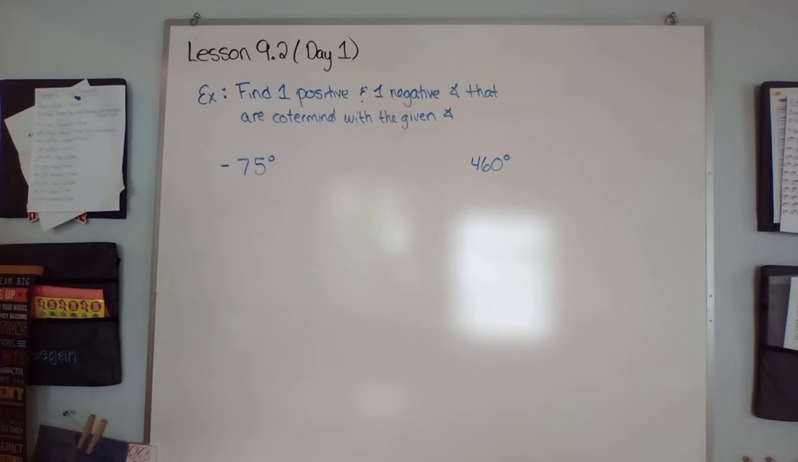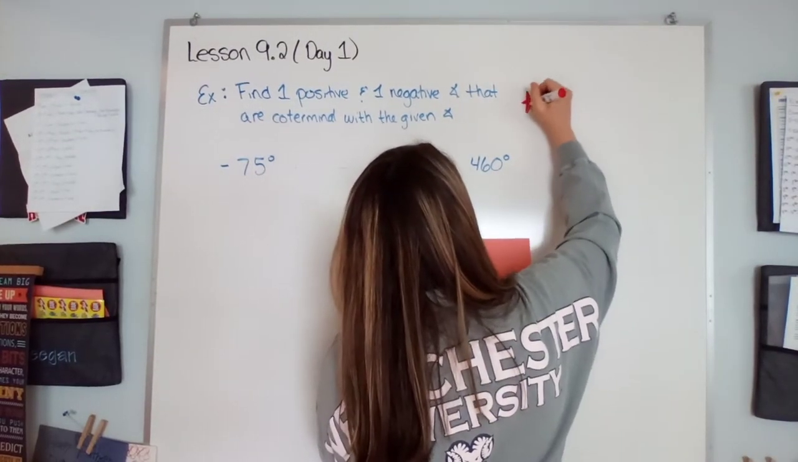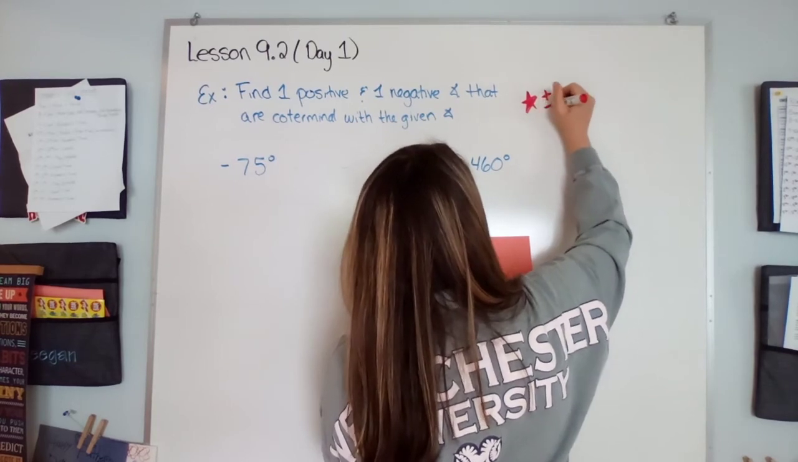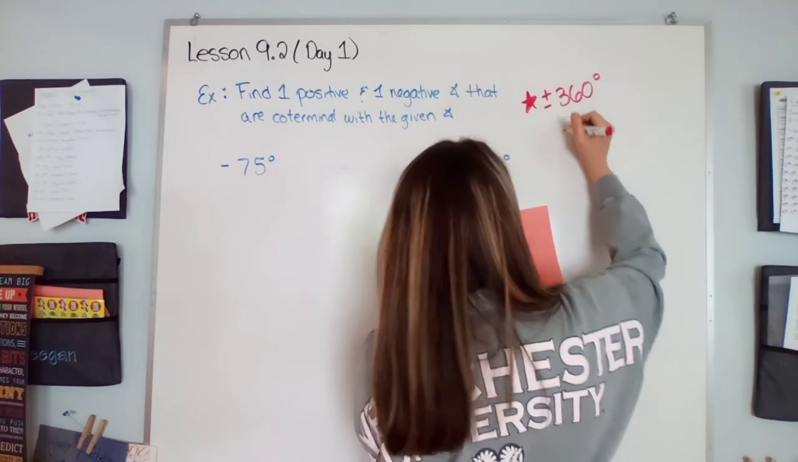Can you just add a whole full circle to whatever angle is given? If you rotate and then rotate a whole full circle again, wouldn't you land in the same spot? So that's all you have to do. That's the trick for these problems. All you have to do is add or subtract 360 repeatedly. So I'll write that trick up here. For these types of problems, you're just going to add or subtract 360 degrees repeatedly.